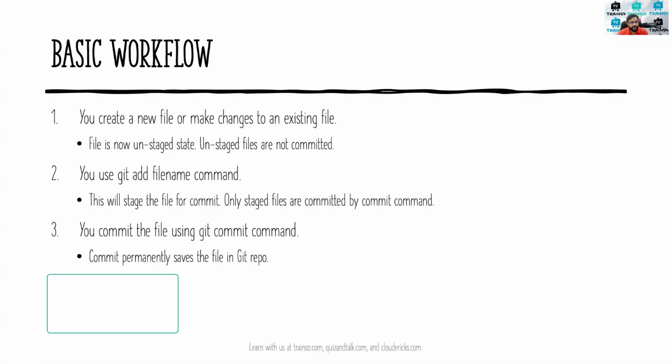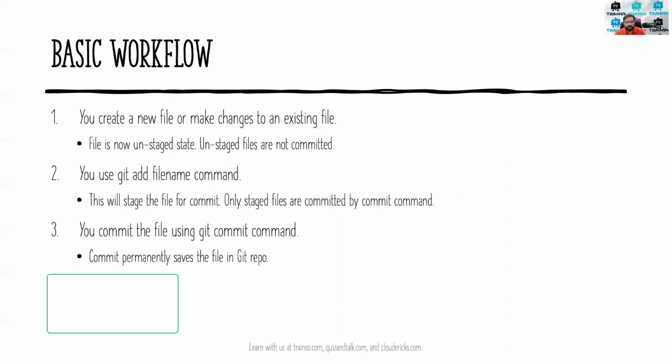To understand the basic workflow, first, you create a new file or make changes to an existing file. So assuming that we already cloned the repository into your local machine, what are the operations that you generally do after that? Either you create a new file, or you make changes to an existing file, or maybe delete a file, but that will also come under modification. So in general, you create a new file or make changes to an existing file, including a deletion.